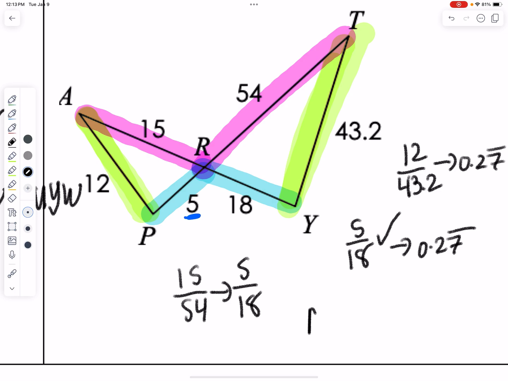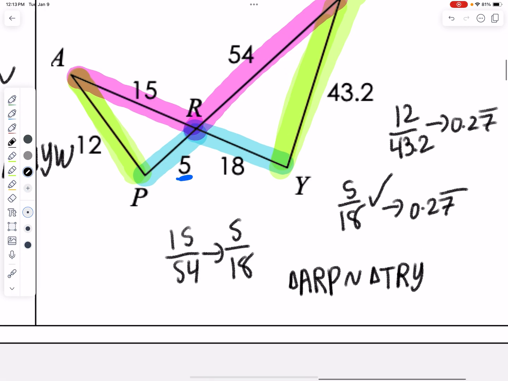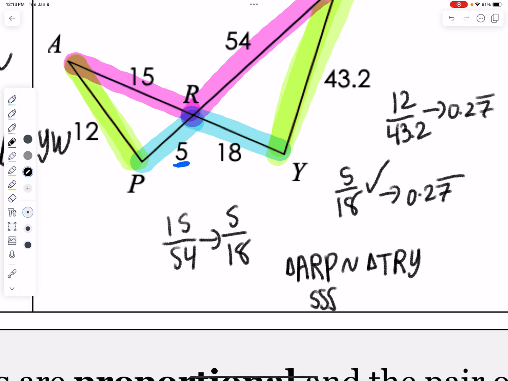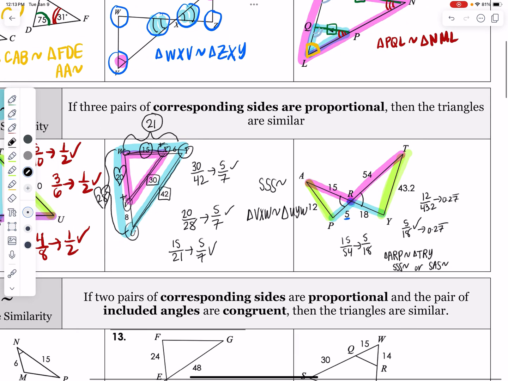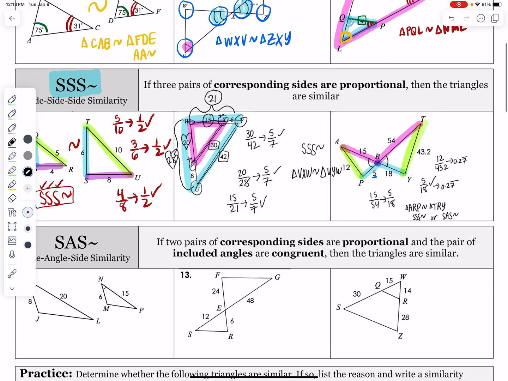So let's just say I called the first one triangle ARP. That would be similar to triangle TRY. You could put two things. You could either say by side, side, side similarity, or if you threw vertical angles on here, pink and then the vertical angle in the blue, it could be by side, angle, side similarity. So either of those shortcuts would work. Both accomplish the same goal, which is to prove that those two shapes are similar to each other.